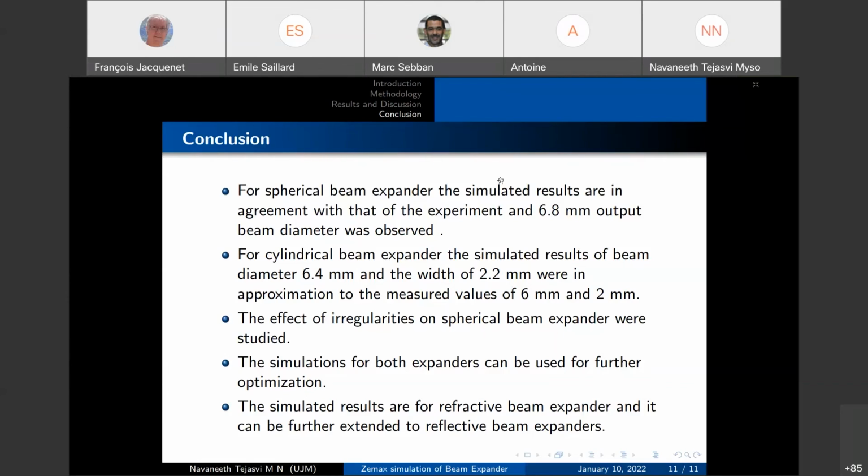The effect of irregularities on spherical beam expanders was also studied. Simulation of both beam expanders can be further optimized, and the simulated results are for refractive systems; it can be expanded to reflective beam expander systems, which can also be simulated, and various other studies can be done.